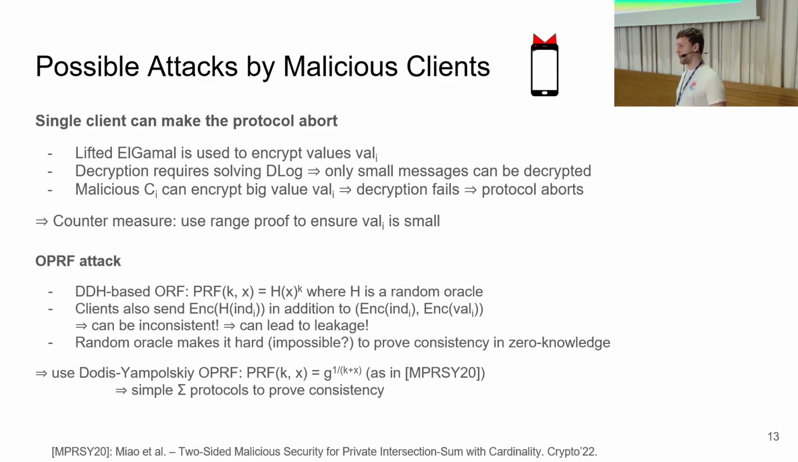The second one is that the OPRF we use is really hard to make maliciously secure because it involves a hash, right? And we cannot reasonably prove in zero knowledge that we evaluated the hash function correctly. So the way we solve this is to switch to a different pseudorandom function, which in our case is this Dodis-Yampolskiy PRF. And that one lends itself much more to zero knowledge proofs. So we can just use a simple sigma protocol to prove consistency of the OPRF values, since we're not relying on a random oracle.